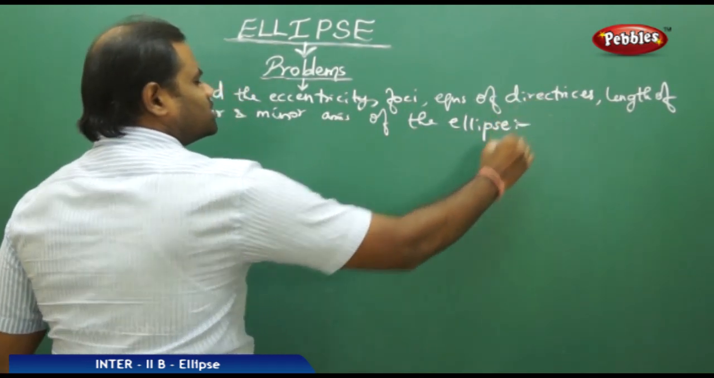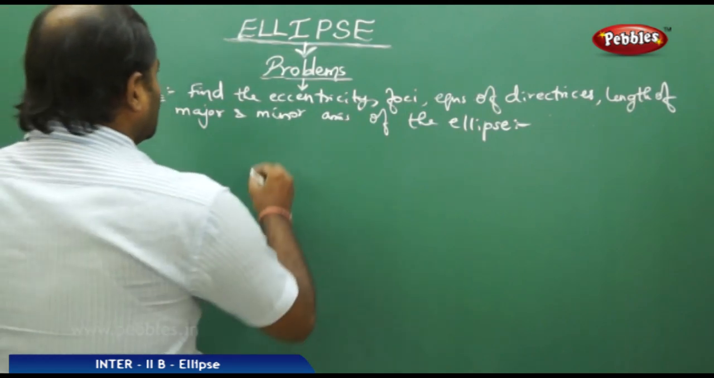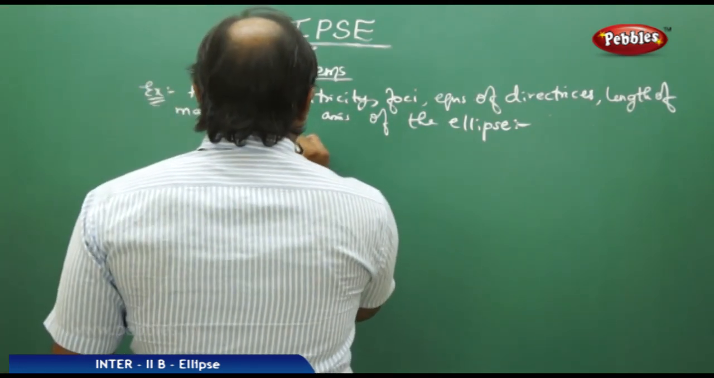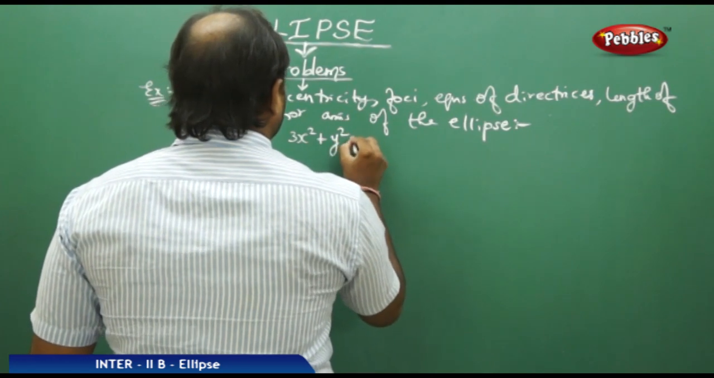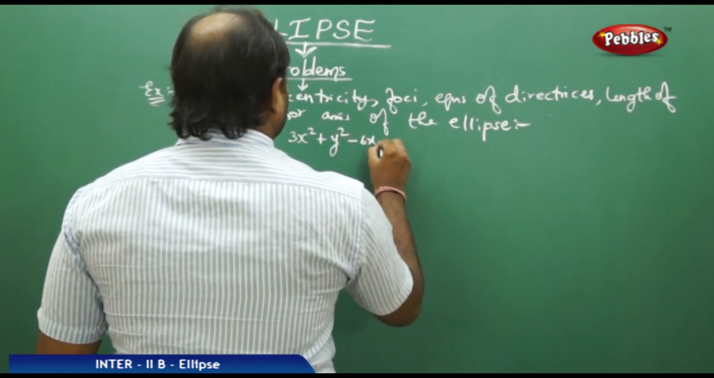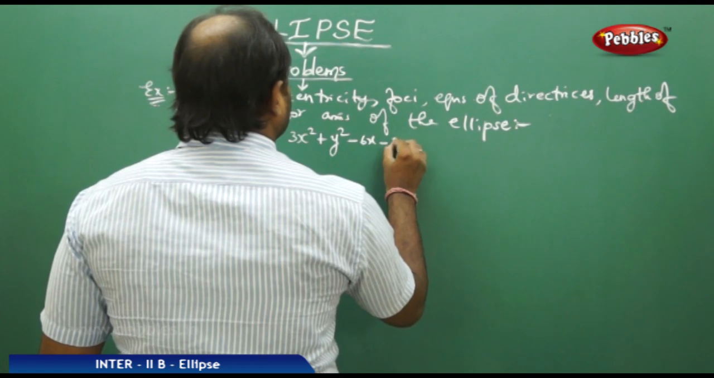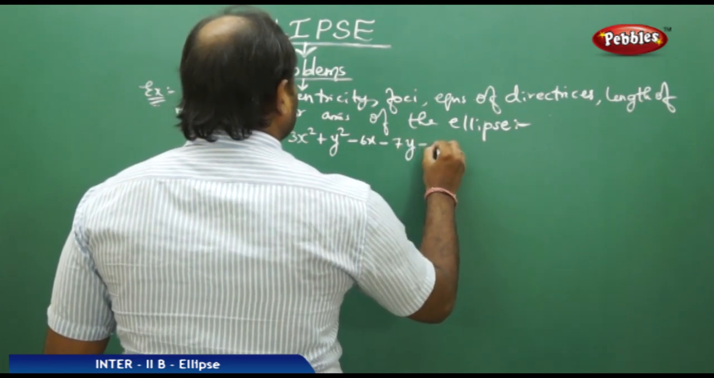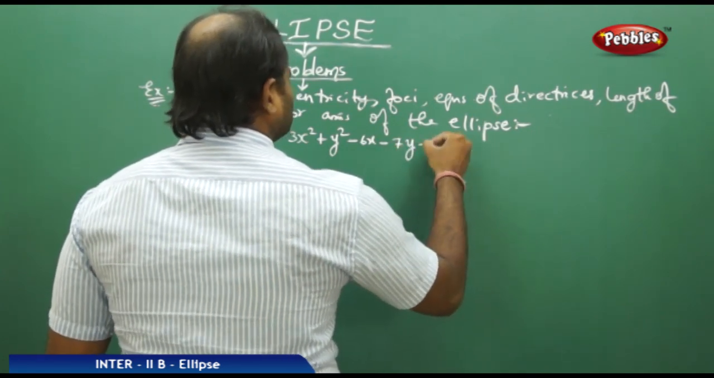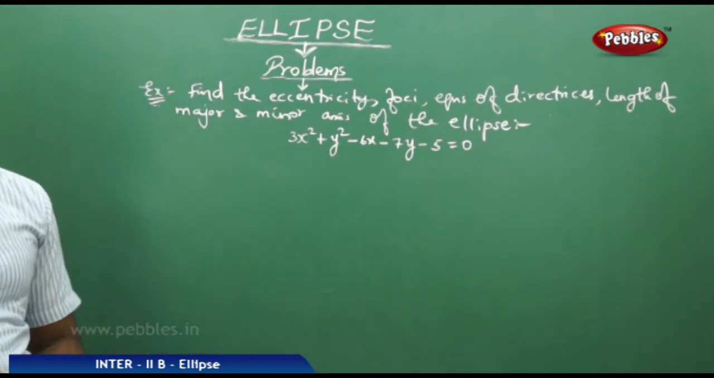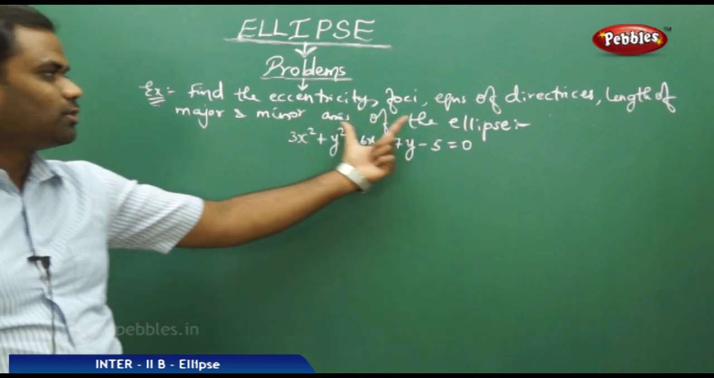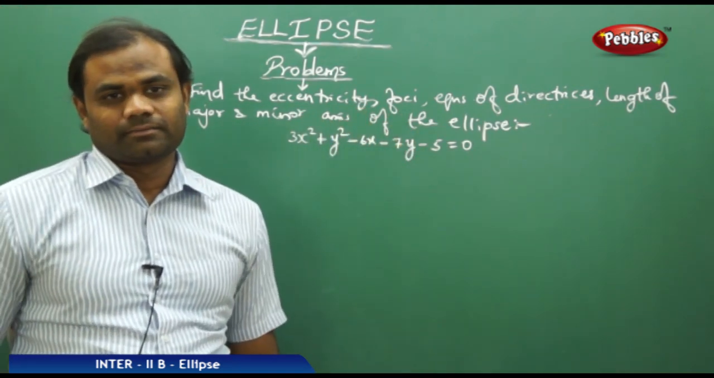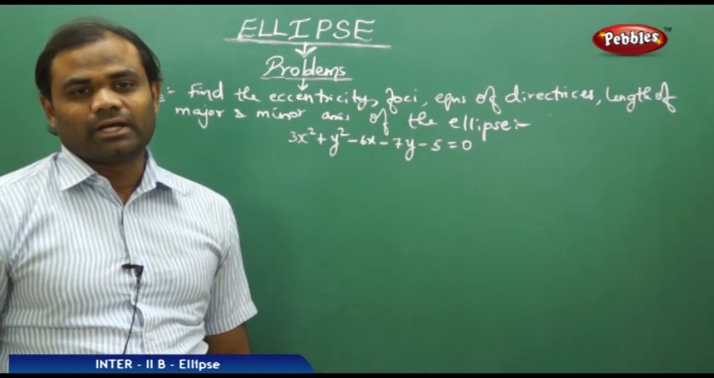which is given by 3x square plus y square minus 6x minus 7y minus 5 equal to 0. So this is the equation of ellipse for which we are going to find each of these factors. So let's see how we can do that.